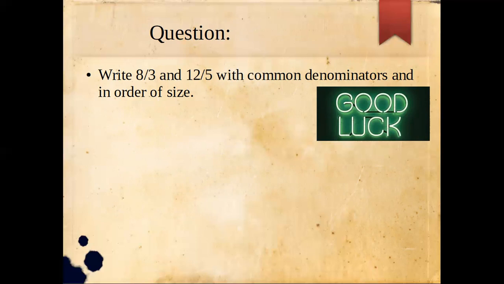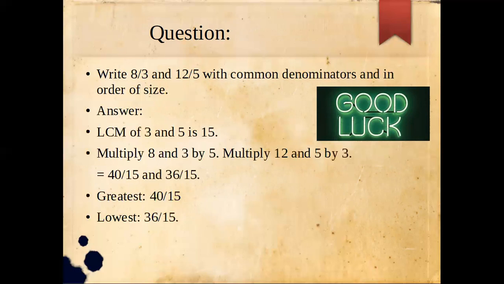Okay, so here's the answer. The lowest common multiple of 3 and 5 is 15. Again, if you don't know what to do there, just go look at the video on that, where I explain how to do that. So multiply 8 and 3, which is the fraction 8/3, by 5 to get the bottom to 15. Then multiply 12 and 5 by 3 to get the bottom to 15. That will give us 40 fifteenths and 36 fifteenths. And you can clearly see that 40 fifteenths is the greatest and 36 fifteenths is the lowest. Well done if you got that right.